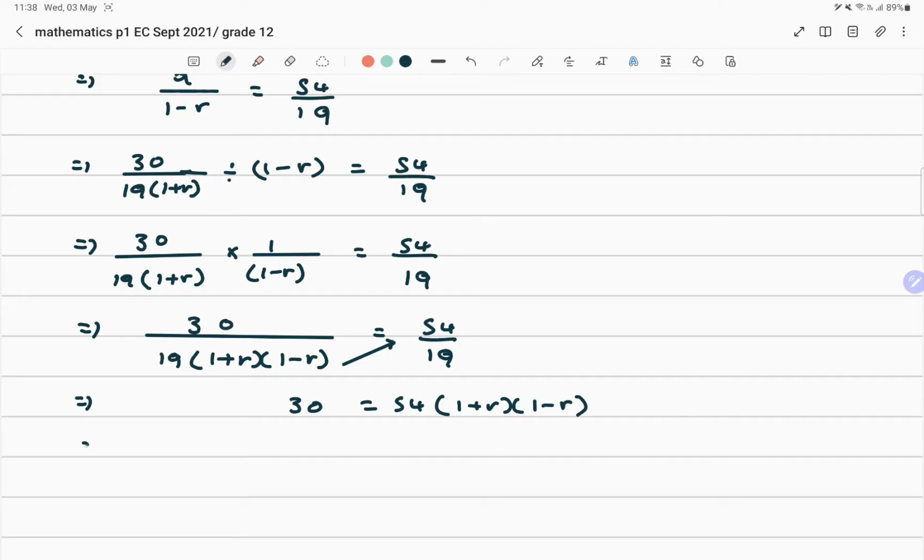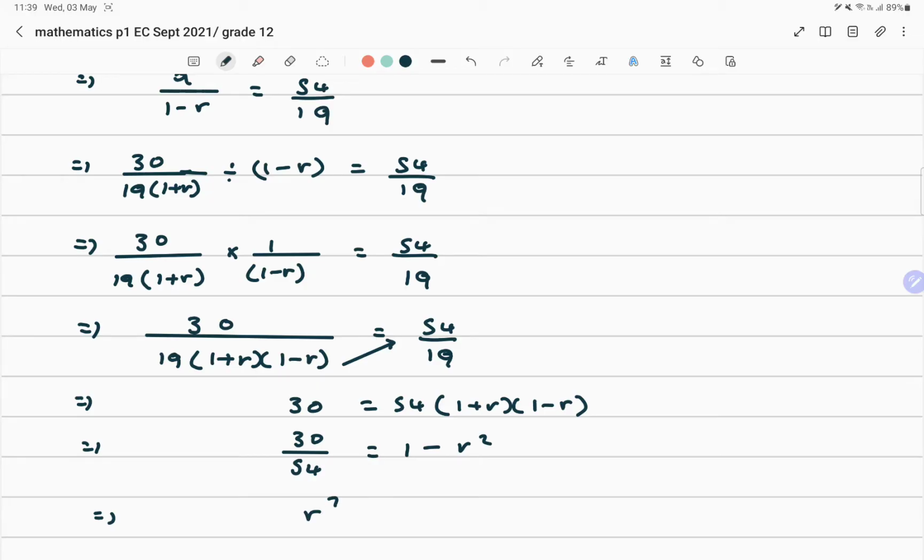You divide by 54 as well. So we've got 30 over 54 is equal to, we FOIL this thing out, it's going to be 1 minus r squared. It's a difference of 2 squares, isn't it? Yes. And then what do we do now? We take this one there.